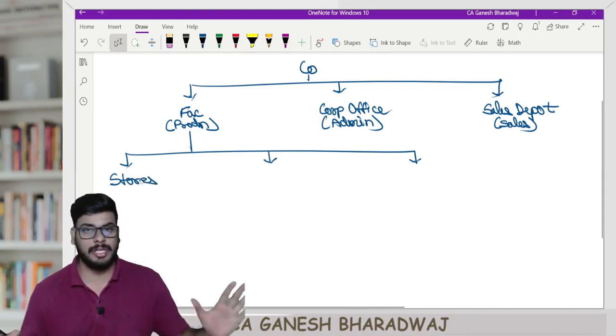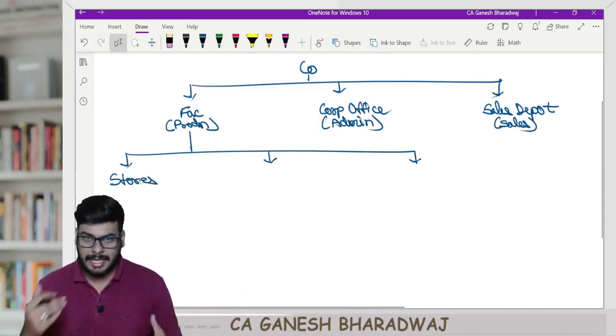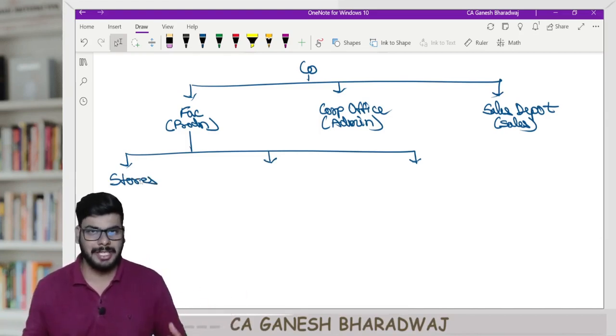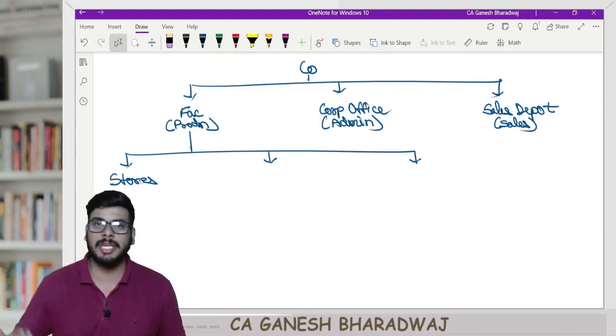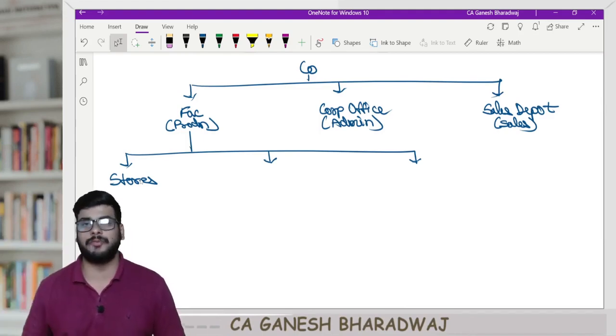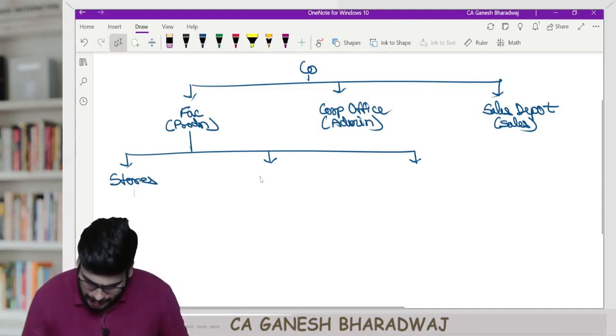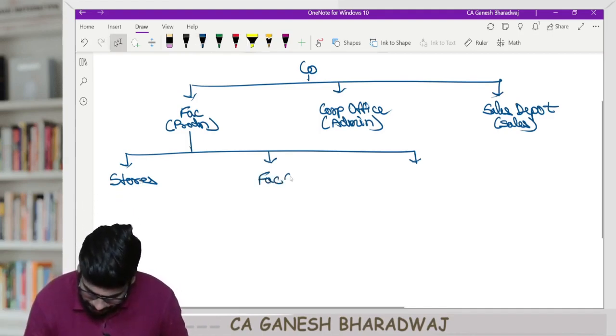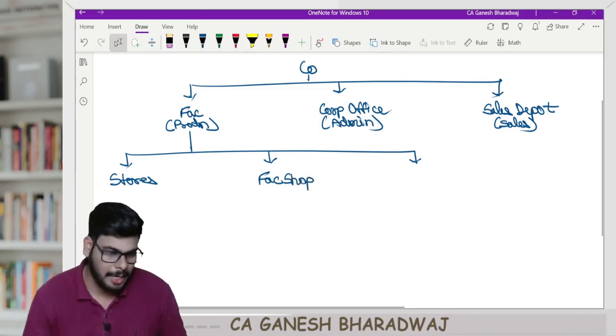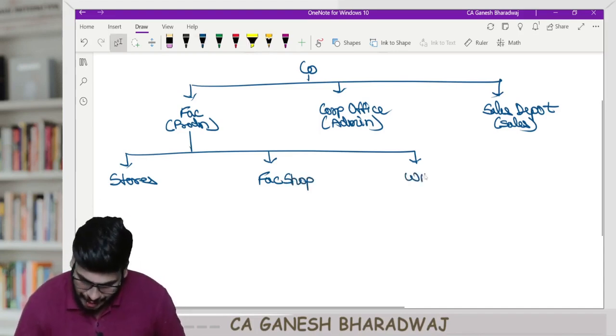By the way, guys, all these things are not there in your institute study material. I'm giving this background so that you will logically understand the reason for the format of the cost sheet. By the time we finish this, you will be able to tell the format by yourself. Then you have a place called factory shop. Then you have a place called warehouse.